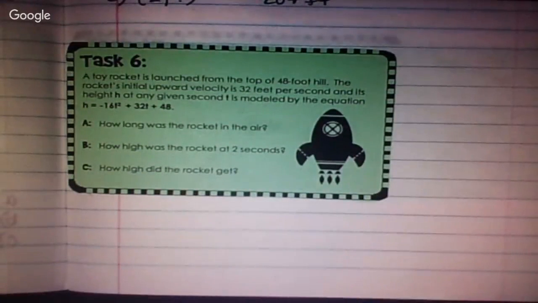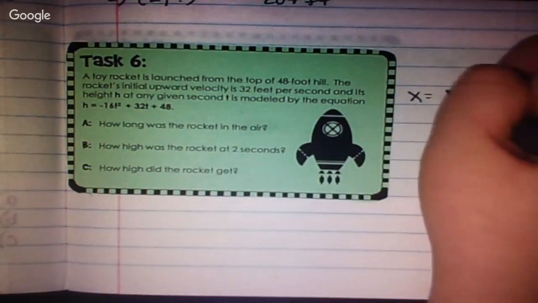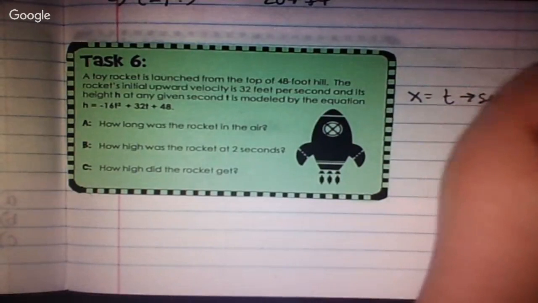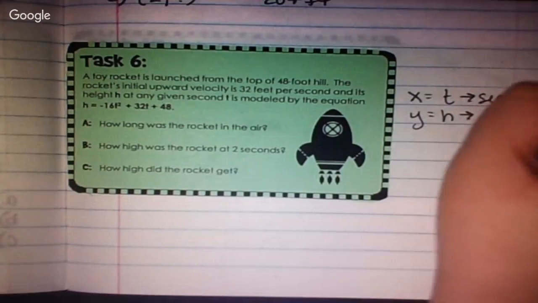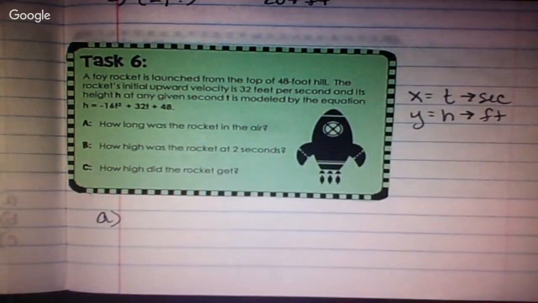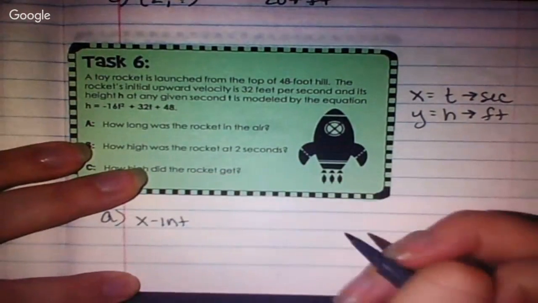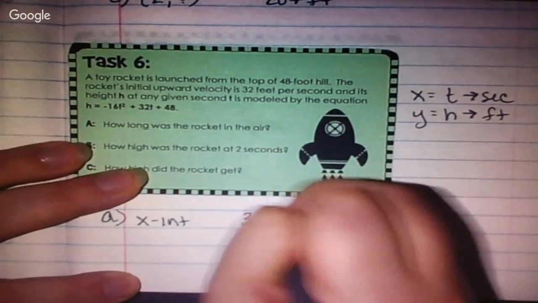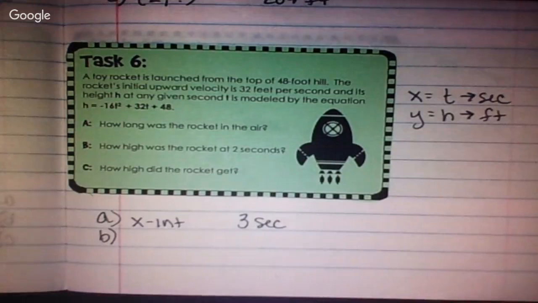All right. Task 6. What does my X represent in this problem? T in seconds. And what's Y? Your H, your height, and it's in feet. Okay. So part A, I'm looking for how long was the rocket in the air? X-intercept. If it's not in the air, it's on the ground. What was my X-intercept? 3 seconds. Part B. How high was the rocket at 2 seconds?